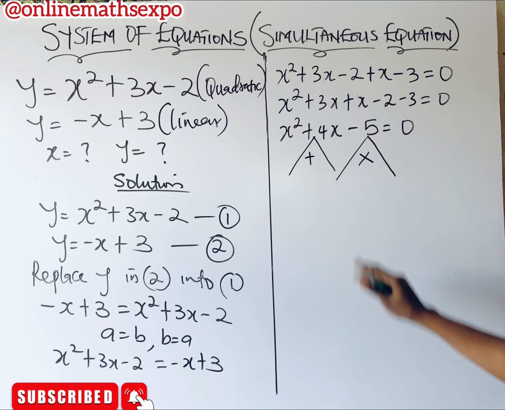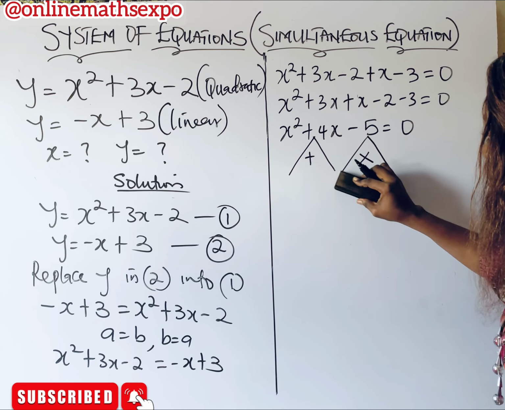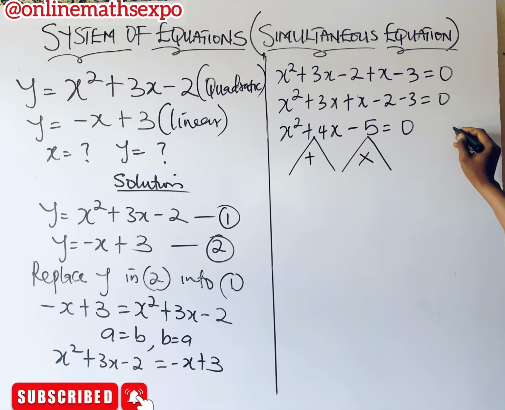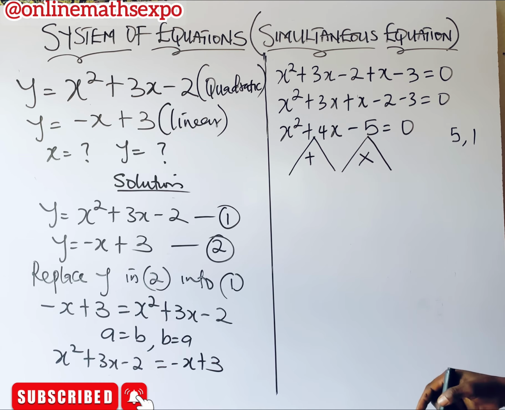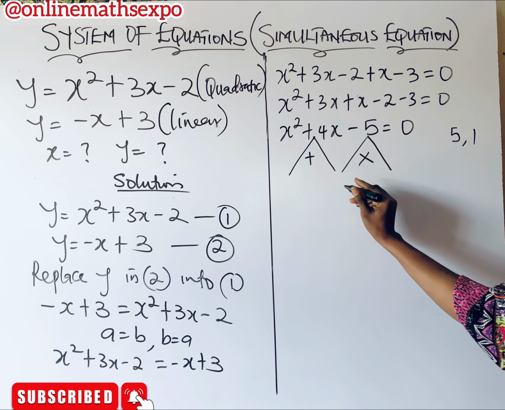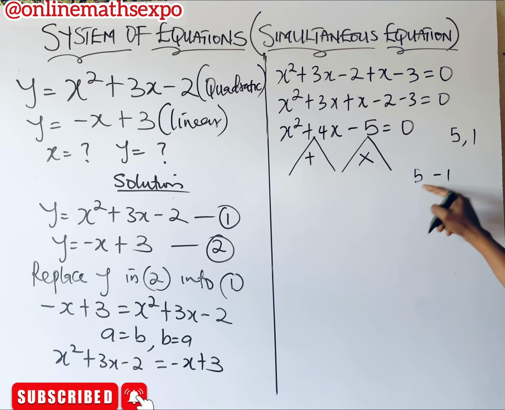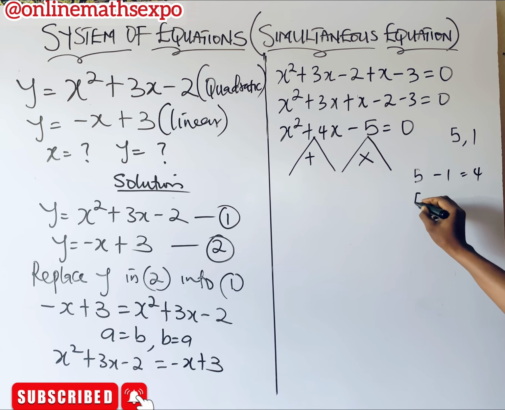I hope what I explained is clear. Now, what are those two factors? You get it from the factors of 5, and the factors of 5 are only 5 and 1 because 5 is a prime. So what it means is that if I have 5 and 1, I can have 5 minus 1. If you subtract this, it gives you 4, and if you multiply this, it will give you negative 5.